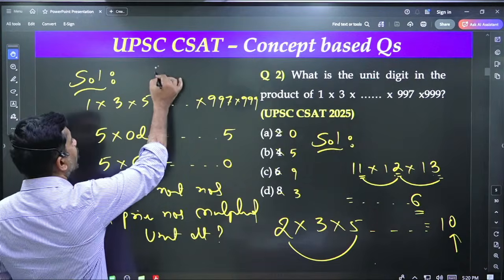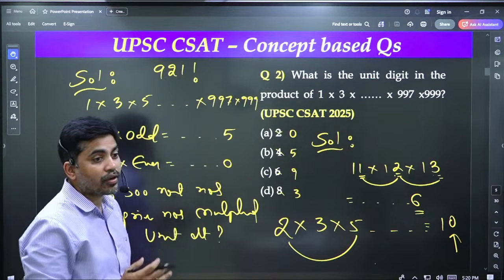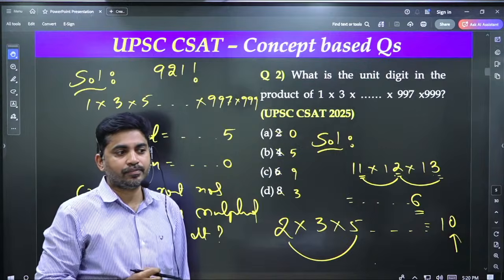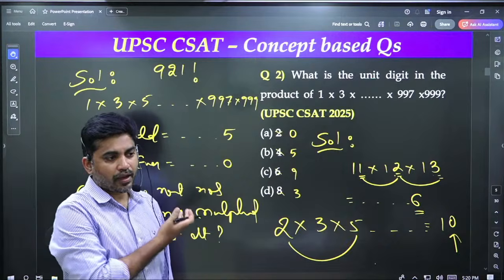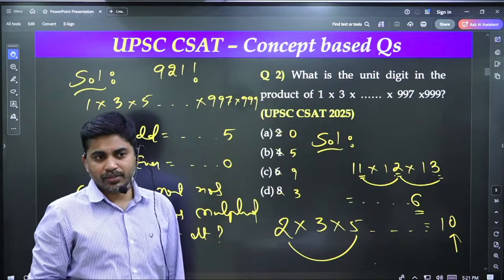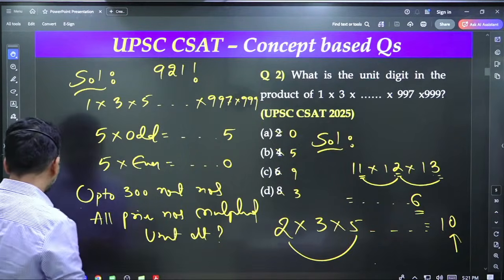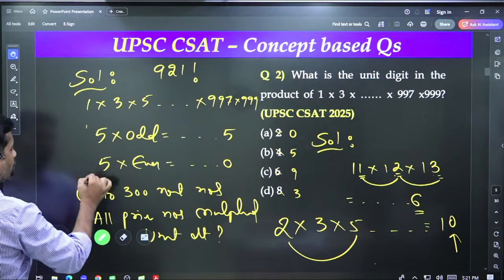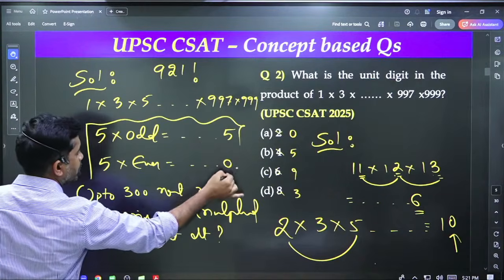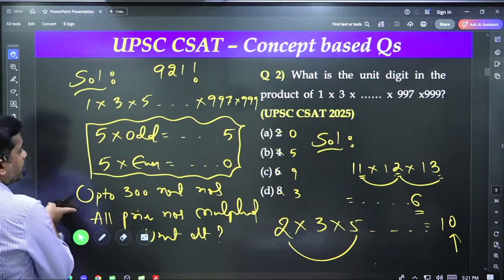What is the unit digit of 921 factorial? Means 1 to 921, all the numbers multiplied. What is the unit digit? 0 only, because you will be having 5 and many even numbers. If you have at least one even number, then the answer is 0. Chalo, very good. So studying these core concepts is important. Please cover all these concepts first in every chapter. Okay, in every chapter, every concept is important, not the number of questions.